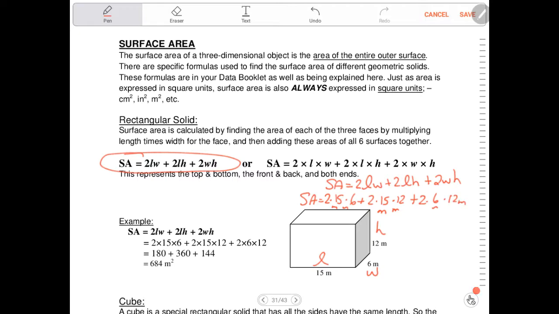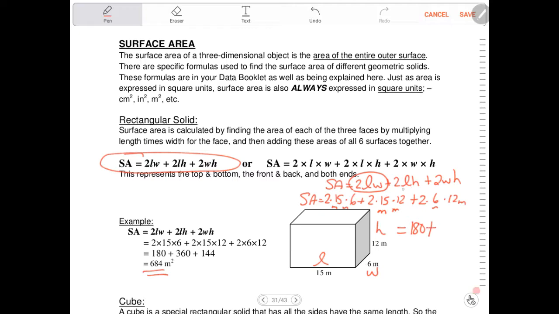Now, how the heck do you get to your final answer? Your final answer appears to be 684 meters squared. Here's what I want to tell you. Do your multiplication first. Your adding is last. And here's what I mean. Figure out what this means first, the 2 times your length times your width. And what that gives you is a value of 180.